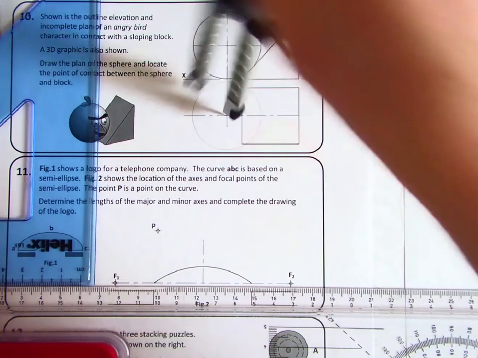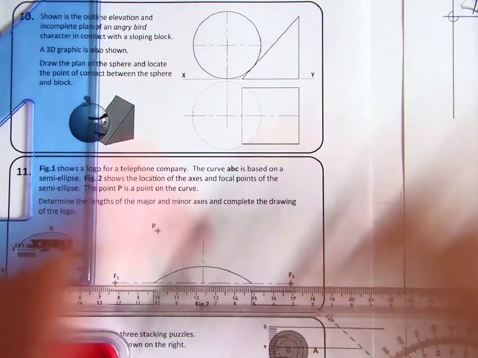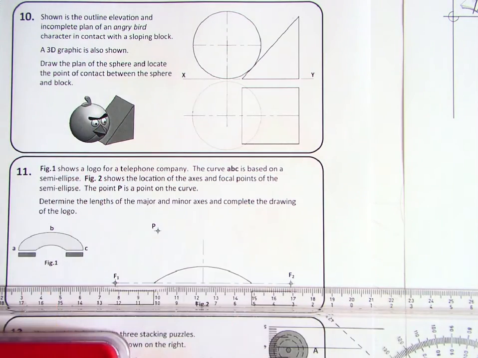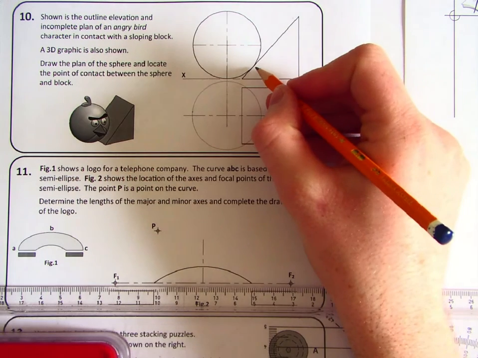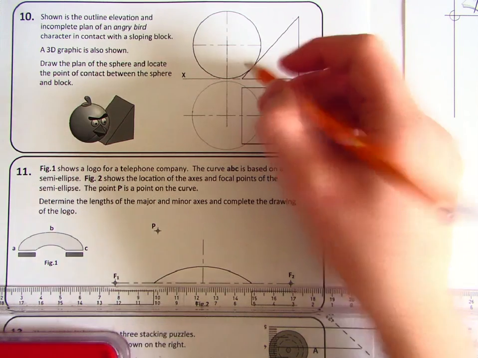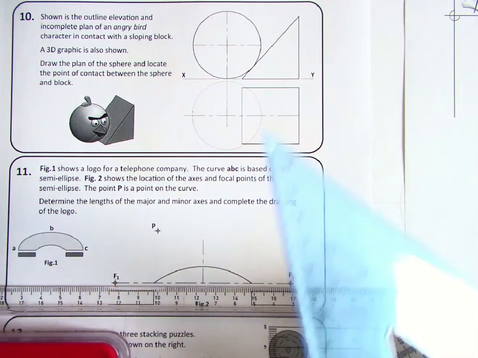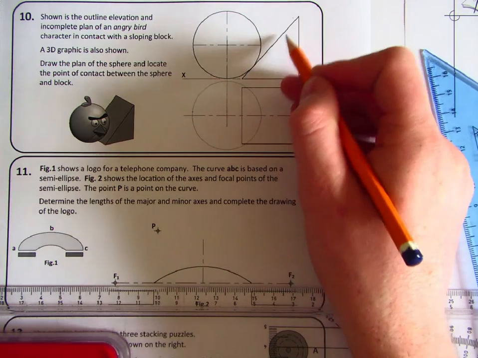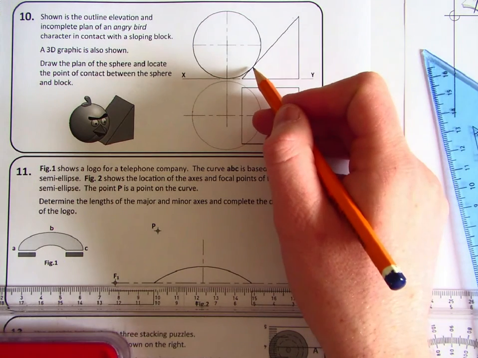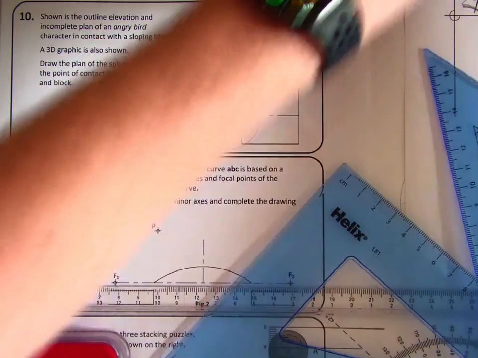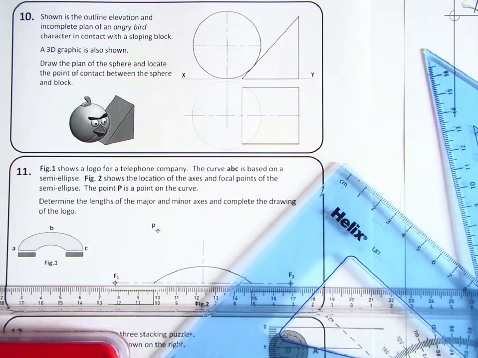So that's going to be my plan view of my sphere. Okay, now we have to show the point of contact. The point of contact is basically the one point where the sphere is touching the sloped surface. To find the point of contact for a circular and sloped surface, it is always a perpendicular line to the sloped surface, passing through the center point of the sphere.